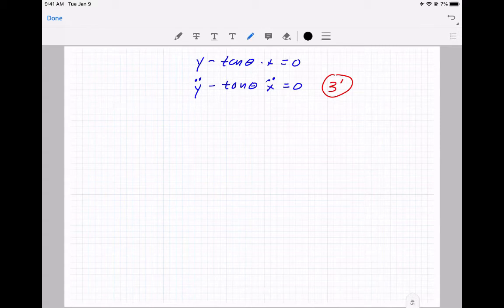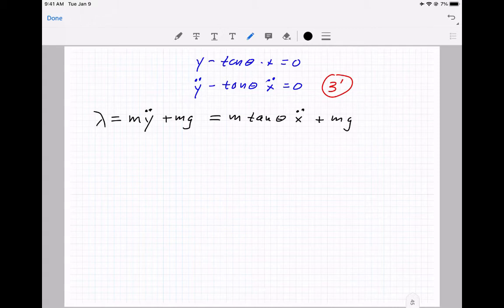Let's take the first equation and the second equation, and let's just solve for lambda. So lambda is going to be m y double dot plus mg. It's also going to happen to be m tan theta times x double dot plus mg. So lambda is equal to both of those, which means the two dynamical equations are equal to each other. And so we can go ahead and do that.